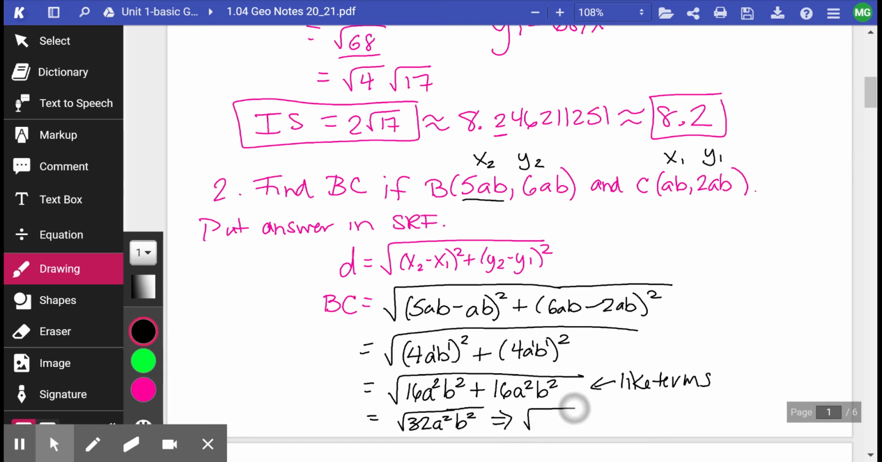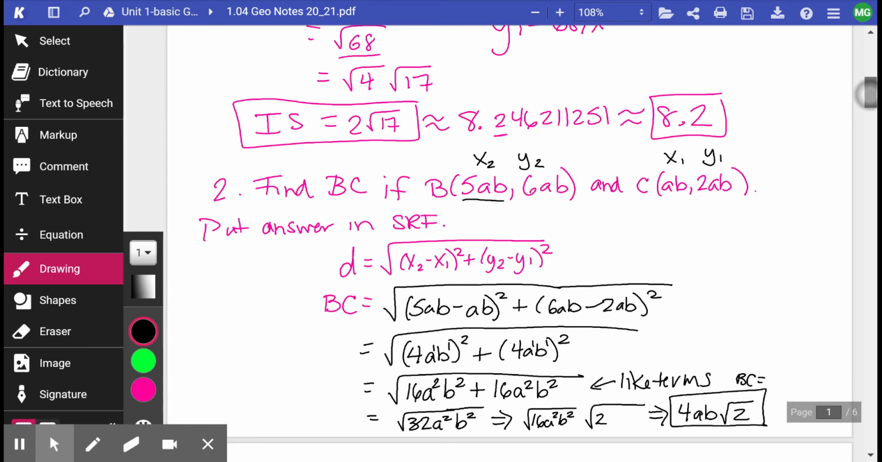Now we want to put this in simplest radical form. So I take the largest perfect square from 32, which is 16. 16 times 2 gives me 32. A squared and b squared are both perfect squares. Take the square root and I get 4ab times the square root of 2. So that's what BC would be equal to: 4ab radical 2.